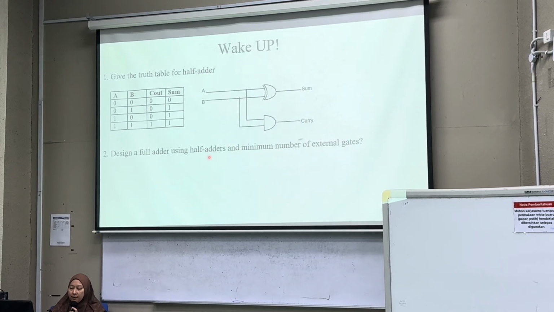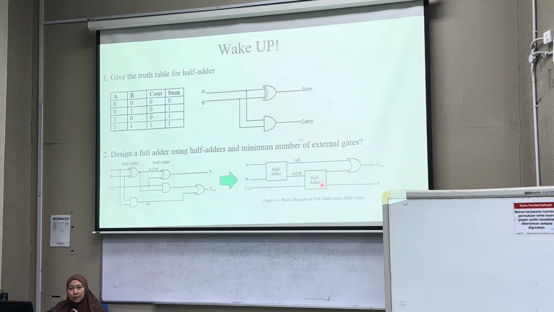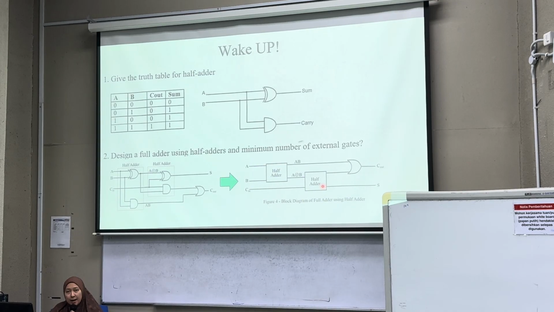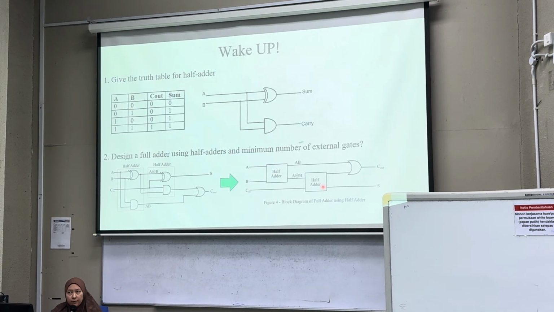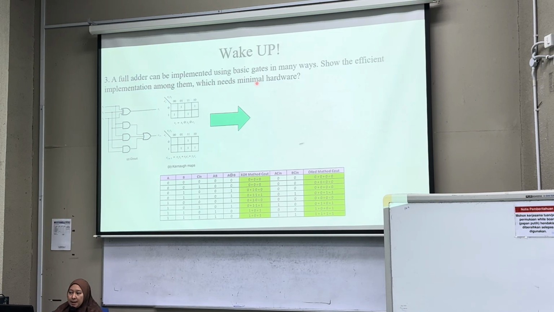Now, full adder using half adders and a minimum number of external gates. In order to build a full adder using half adders, you need 2 half adders. Remember that. Again, you have the sum and C out as the output. This is a block diagram of the full adder made up of 2 half adders. We call it a decomposed full adder or a modular full adder. This is a question: a full adder can be implemented using basic gates in many ways.